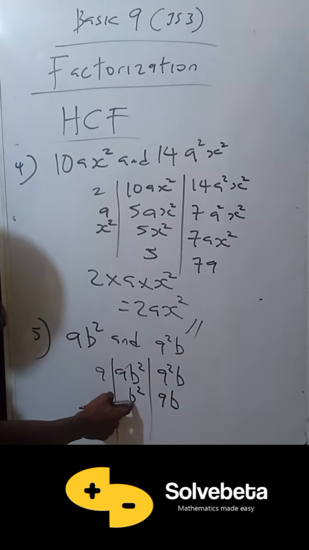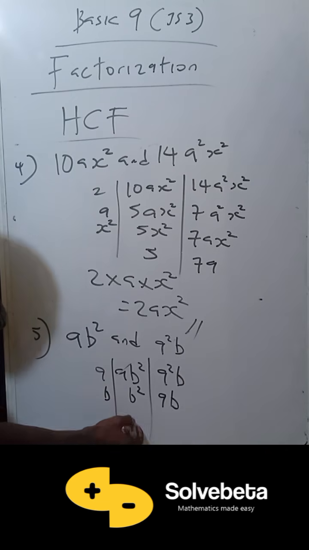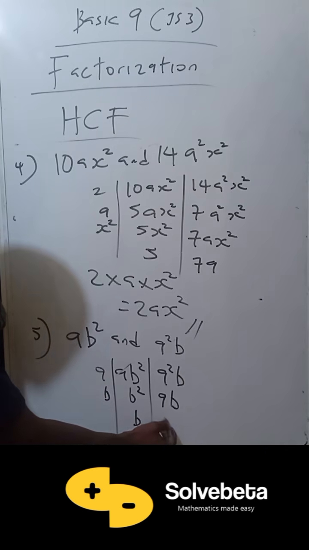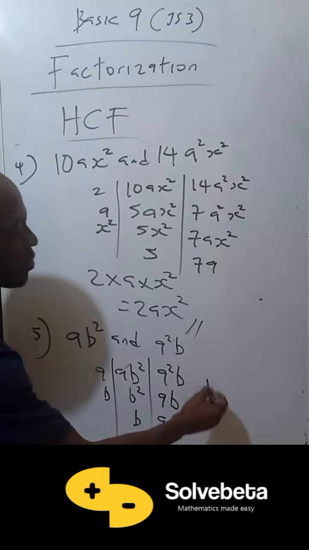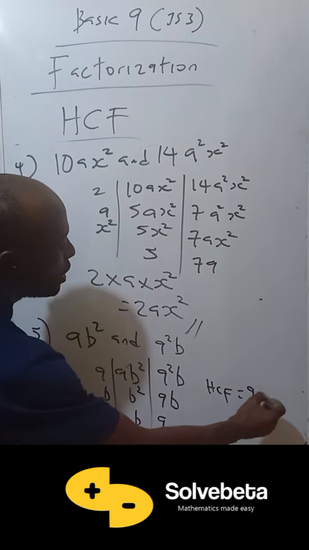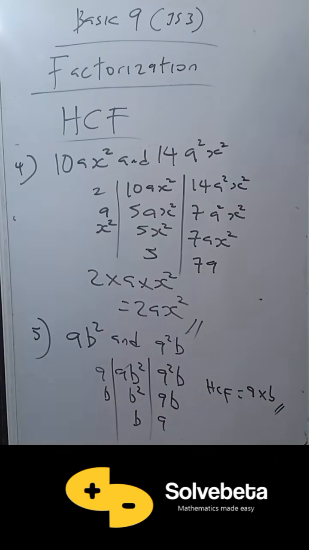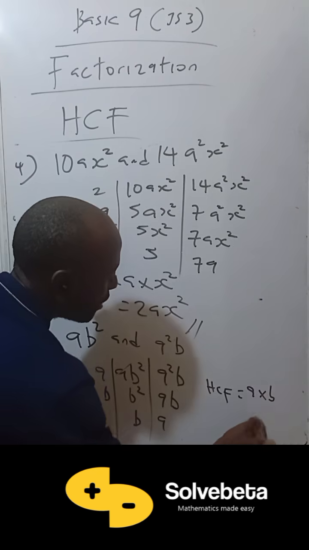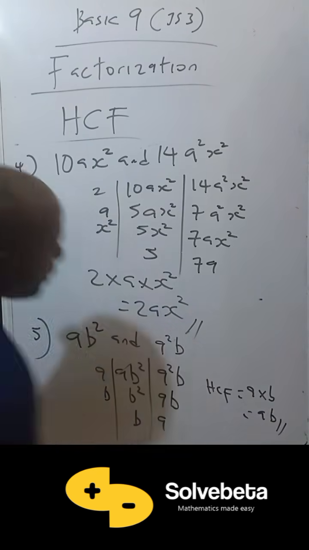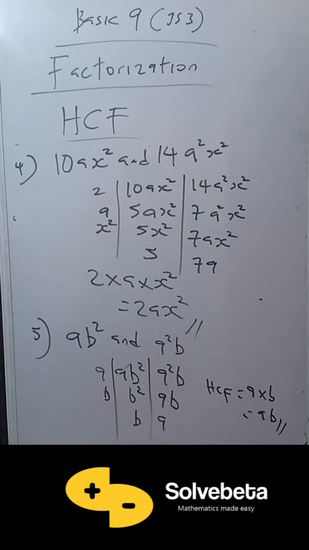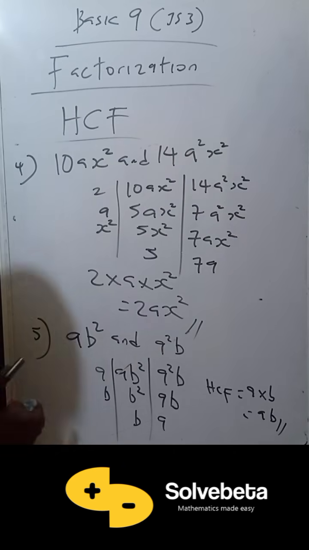b can divide b squared, so let's use b. b squared divided by b is b. ab divided by b is a. So our HCF is a times b, which is ab. Quickly do this, and I would like to see it when we have our one-on-one session.